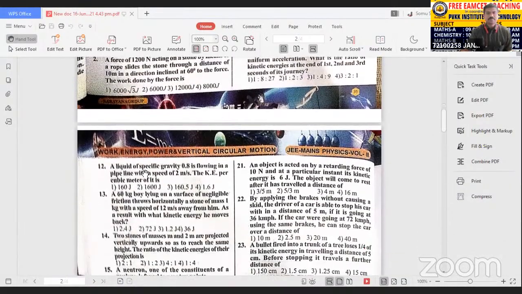A liquid of specific gravity 0.8 flows in a pipeline with a speed of 2 meter per second. The kinetic energy per unit volume of it is? What is to find? Kinetic energy. So what is given? Speed is given.